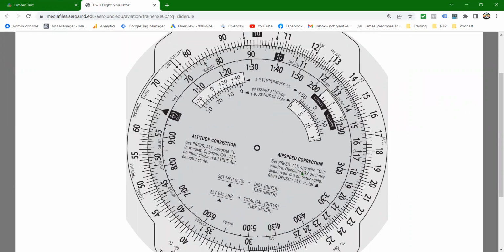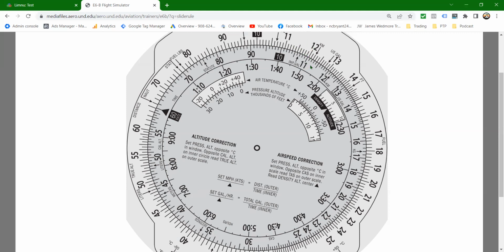And now if we zoom out just a little bit, what does it say? It says opposite calibrated airspeed on inner scale, and remember, calibrated airspeed is our indicated airspeed. Read true airspeed on outer scale. So we want to find on this scale our calibrated airspeed or indicated airspeed, which is 110 knots, and then we will read off our true airspeed. So we want to use what we were using before as the minutes. On this scale here, we want to find 110. Remember, these numbers don't go above 100, but it does do 10. So that means 100, you add a 0. So the 11 is 110.